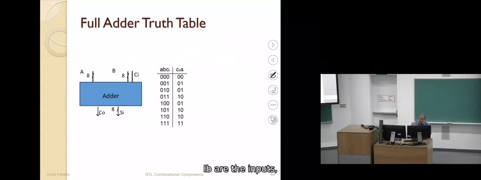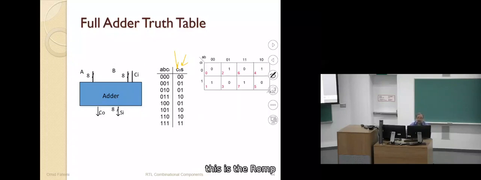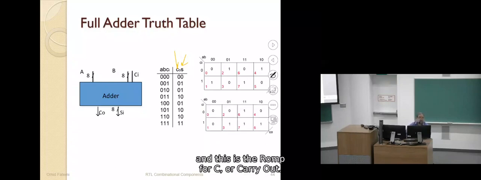AI, BI, CI are the inputs. So there are 3 inputs. So we have 8 combinations, 0, 0, 0, 0, 0, 1, 0, 1, 0, 0, 1, 1, so on. And we have 2 outputs, SI, and carry for the next stage, which I call carry out. A carry in, a carry out. Okay? So easy. So this is the truth table. If you look at the Karnaugh maps, this is the Karnaugh map for S, and this is the Karnaugh map for CO, carry out. Very simple.